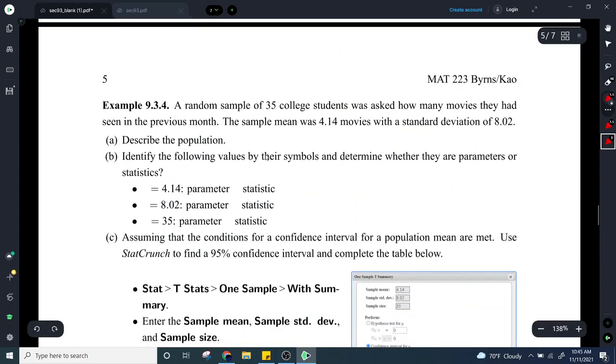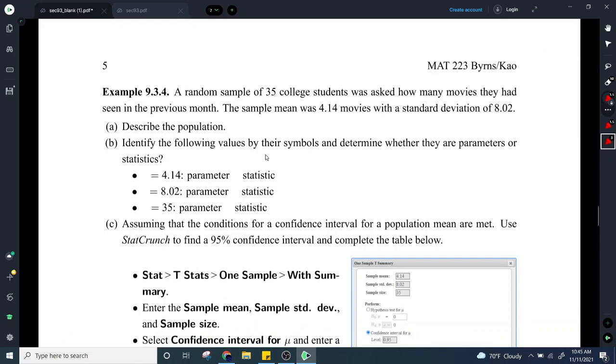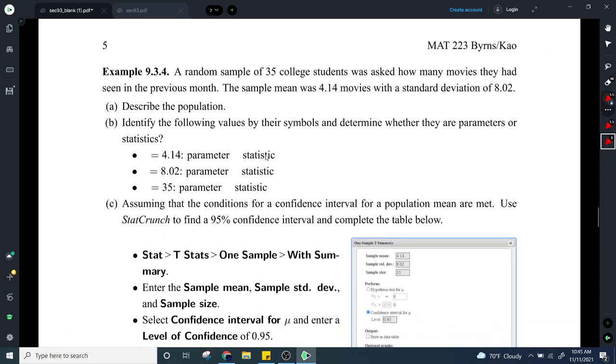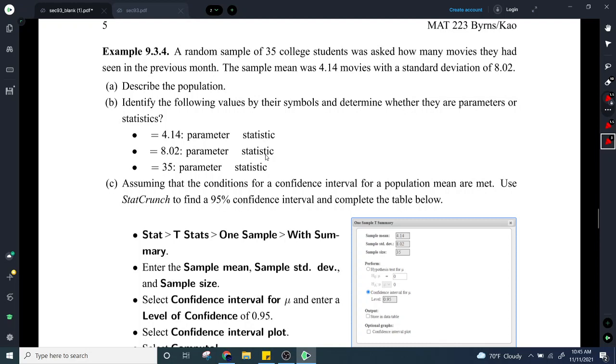All right, let's look at the next example here. It says a random sample of 35 college students was asked how many movies they had seen in the previous month. The sample mean was 4.414 movies, and the sample standard deviation was 8.02. Describe the population. So the population would be college students, right? I assume we're looking at all college students. They didn't just say Flagler students or anything like that, so we'll just go with all college students.